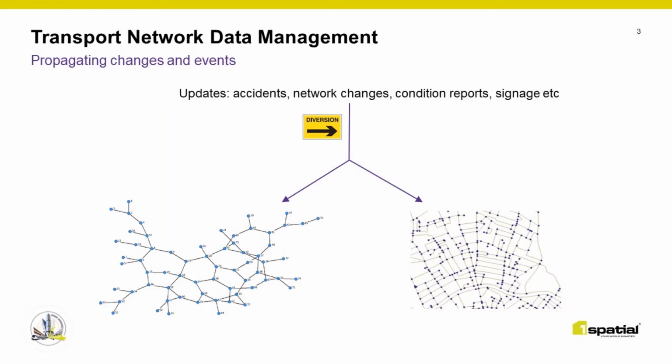And we can create rules that can be used to automatically receive this data and propagate the changes to update the network or to reference the new assets against the networks. And that can make use of LRS and dynamic segmentation capabilities of 1Integrate if needed.